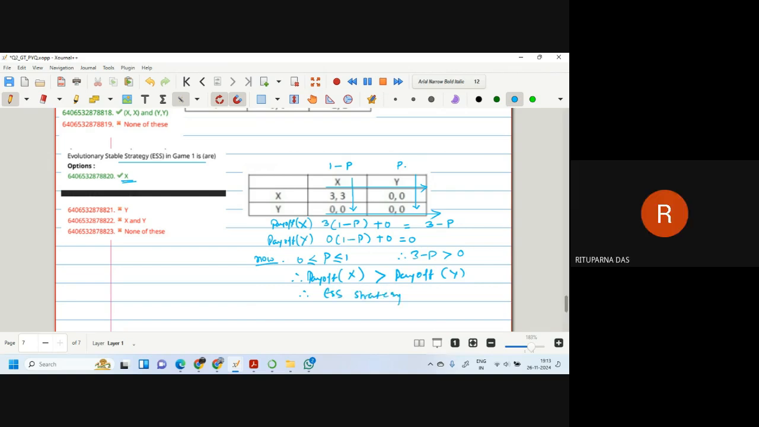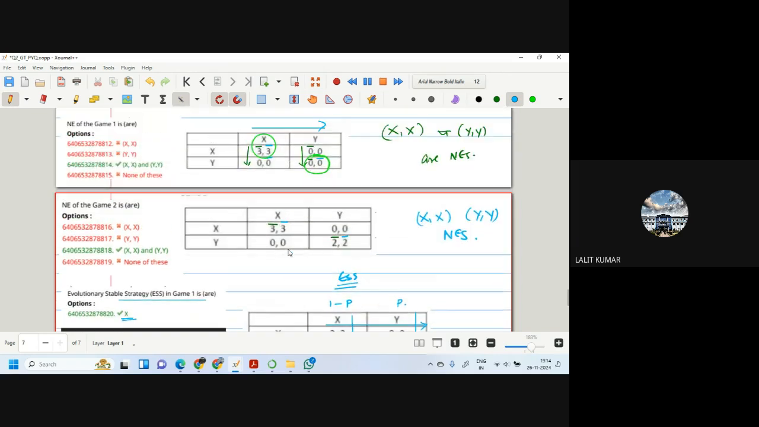So we will take y at this part as p and this part as 1 minus p. This is for ESS. So for ESS always follow this. Similarly, we can do it for game 2 also.